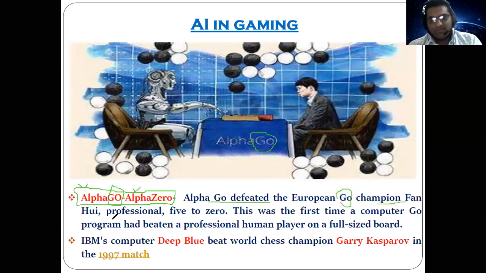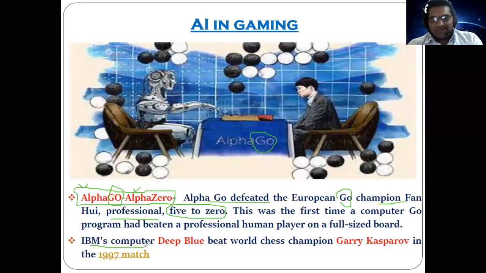Now these players defeated the European Go champion Fan Hui, the professional player, 5-0. Okay, this is the example proving that AlphaGo or AlphaZero as an artificial intelligence player is considered more intelligent than the human player.